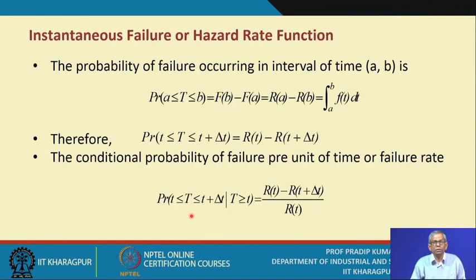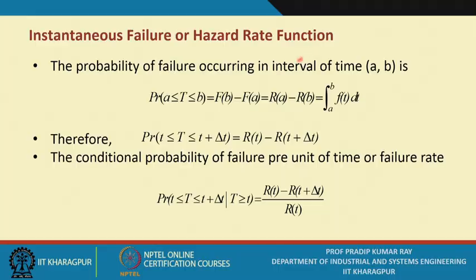Now I will be highlighting another important aspect, that is the instantaneous failure or hazard rate function. Sometimes this is referred to as the failure rate function, but the instantaneous failure or hazard rate function you need to define in any exercise on reliability. So how do you define that?